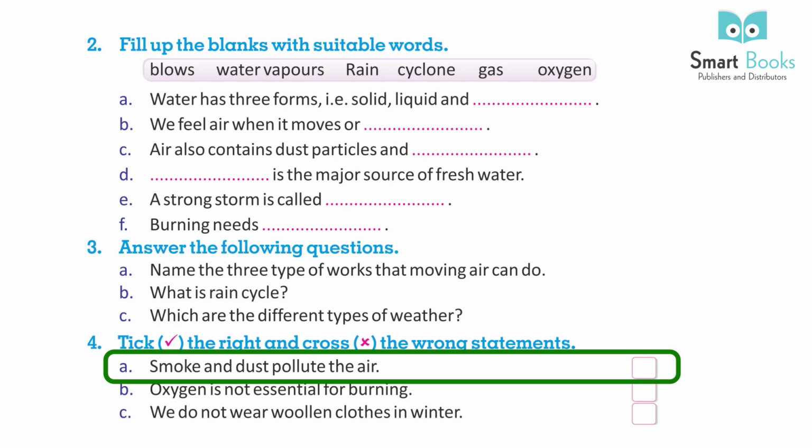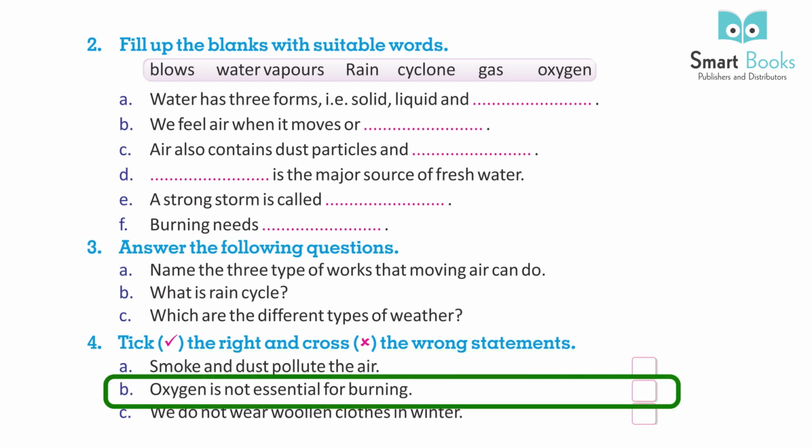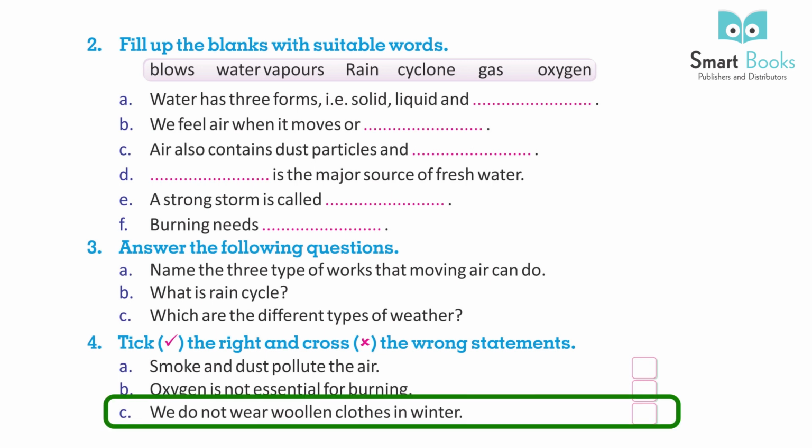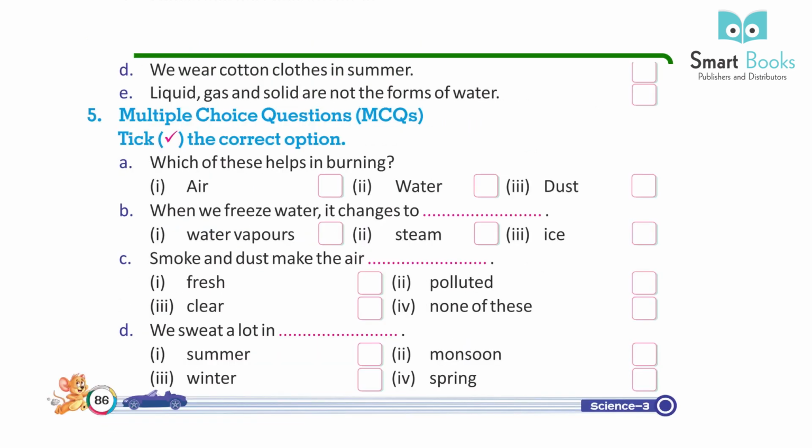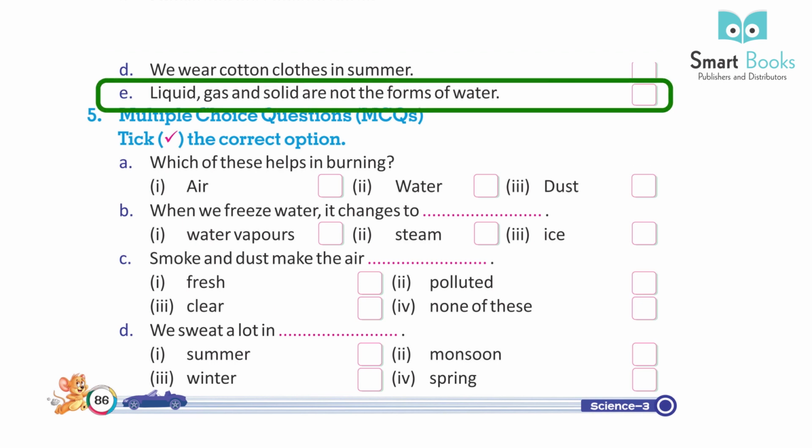A. Smoke and dust pollute the air. B. Oxygen is not essential for burning. C. We do not wear woolen clothes in winter. D. We wear cotton clothes in summer. E. Liquid, gas and solid are not the forms of water.